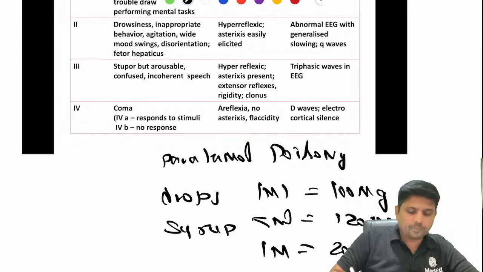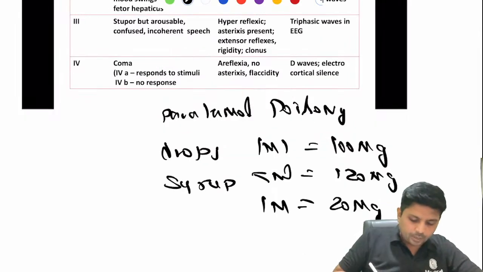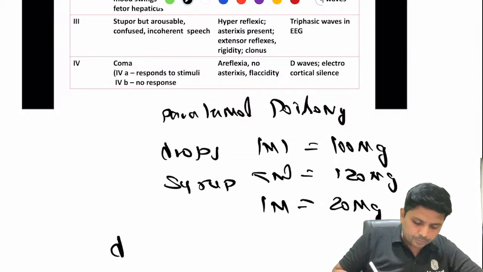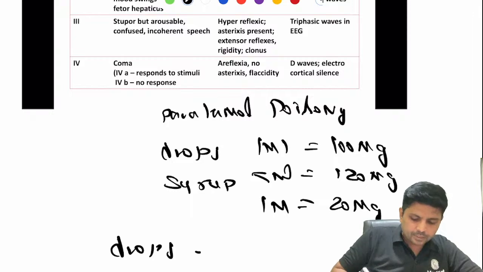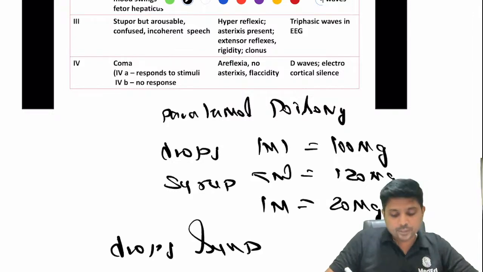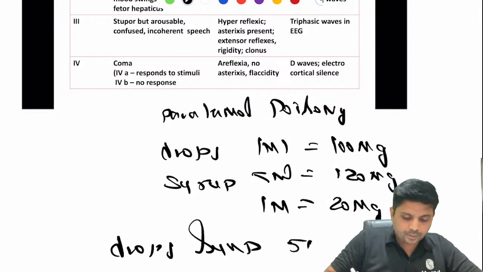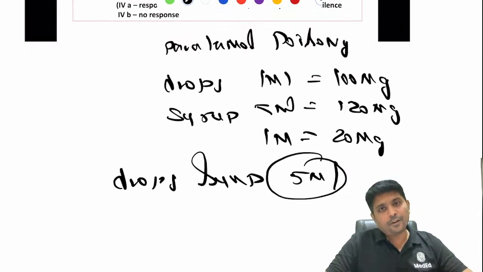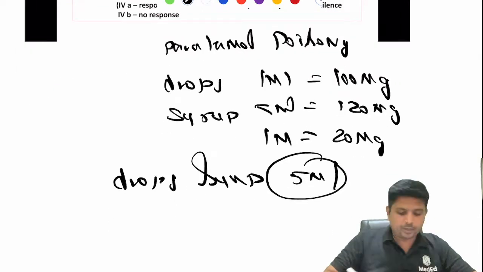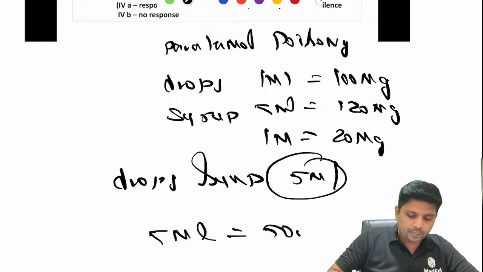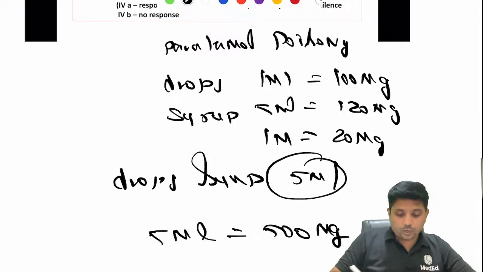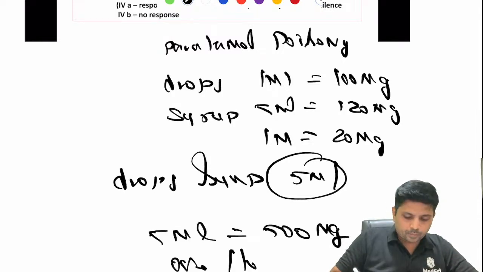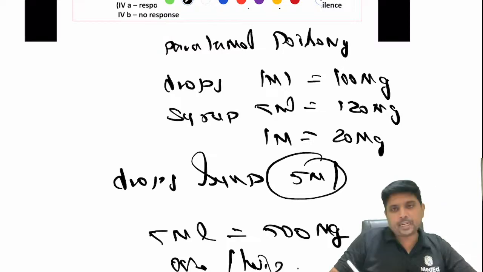What happens when fever doesn't subside? People used to give drops thinking that it is a syrup. And they will give syrup dosage of 5 ml, the drops as 5 ml. So 5 ml contains 500 milligram. Once or twice it is okay, but more than that, it can lead to acute hepatic failure.